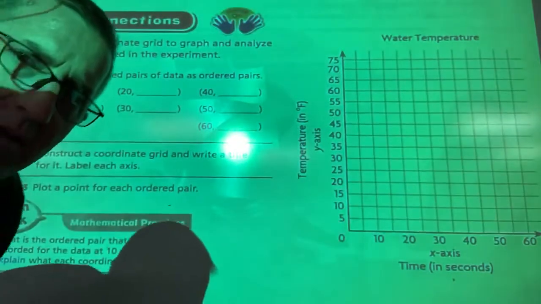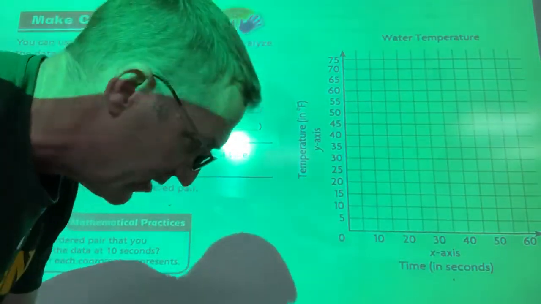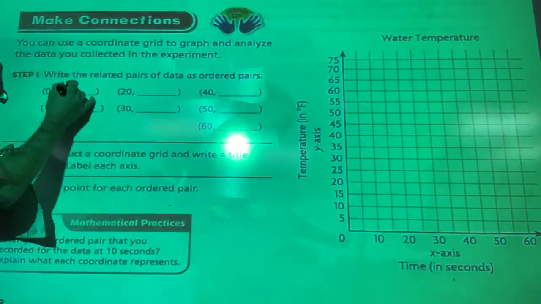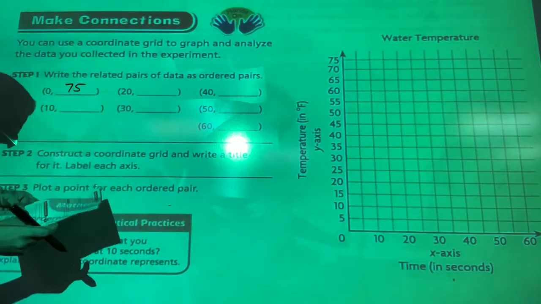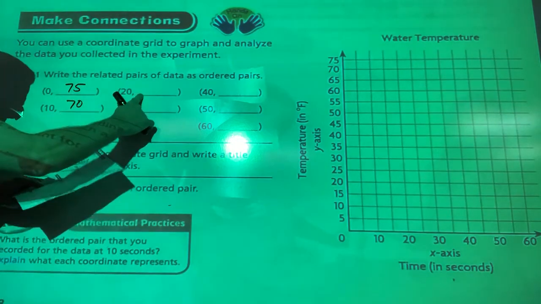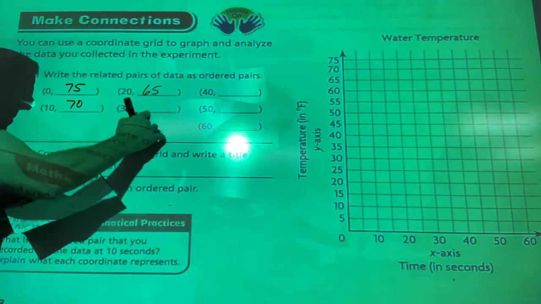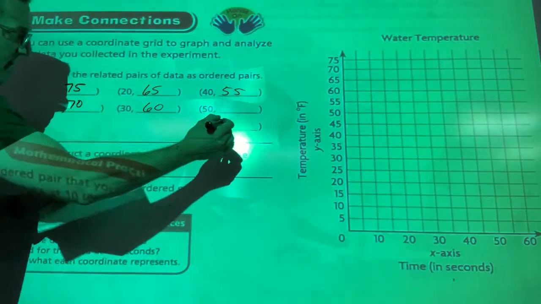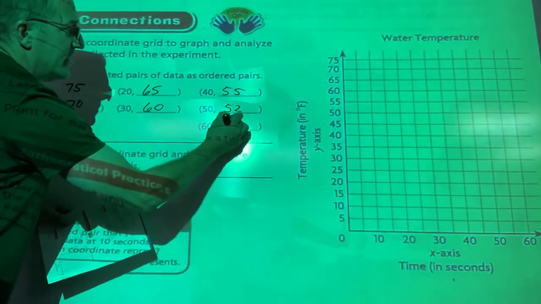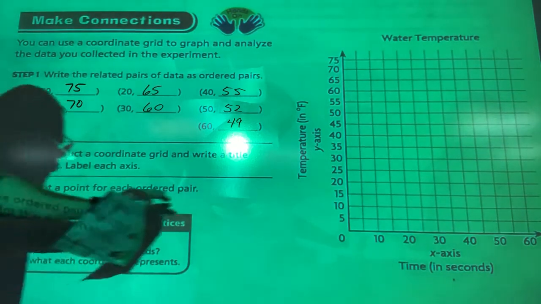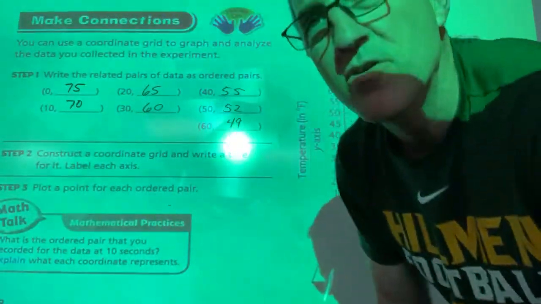So I was smart. I wrote them down so I don't have to go back and look. But at 0 seconds, you'll remember we were at 75. So we're going to write 75 here. And then at 10 seconds, we were at 70. And then at 20, we were at 65. Then it was 60, 55, 52, because things got crazy, and 49. All right. And then over here, once you've got that down, remember you can pause this video anytime you want to make sure you get it done.